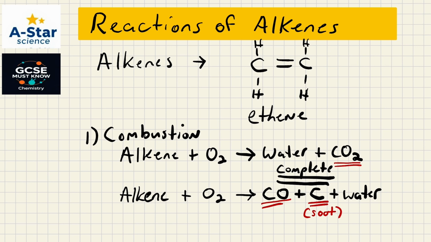So alkenes, while they can undergo complete combustion, they tend to undergo incomplete combustion. And that's important to distinguish that, whereas alkanes undergo mostly complete combustion. They're easy to burn.